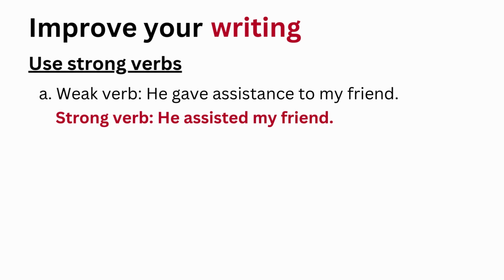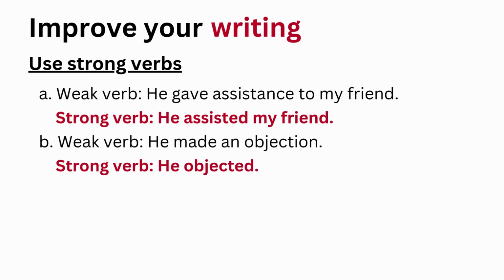So what's the difference between these two sentences? Well, in the first sentence, assistance is a noun. A better way to write this sentence, anytime you have a verb and a noun, is to look at the noun and see if it could be used as a verb on its own. If it can, use the verb form instead. For example, instead of saying, he gave assistance, say, he assisted. This makes the sentence stronger and more direct.